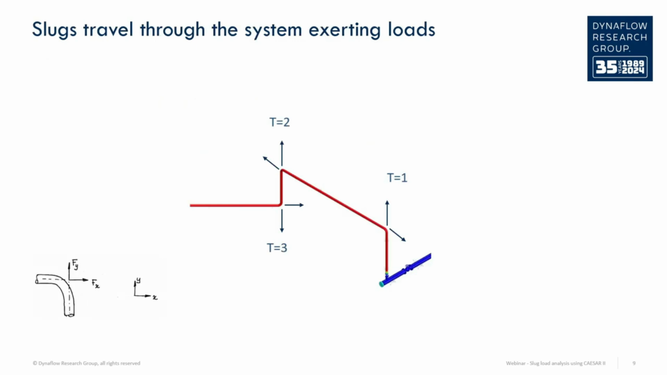This is because the slug travels through the system exerting loads on all the changes in direction. The gas in the system often travels at a high velocity, and since the gas pushes the slug through the system, the slug velocity is also high. As the slug is formed by the liquid and not the gas, the density of the slug is quite high as well. The combination of a high density and a high velocity results in high forces at direction changes due to the conservation of momentum.